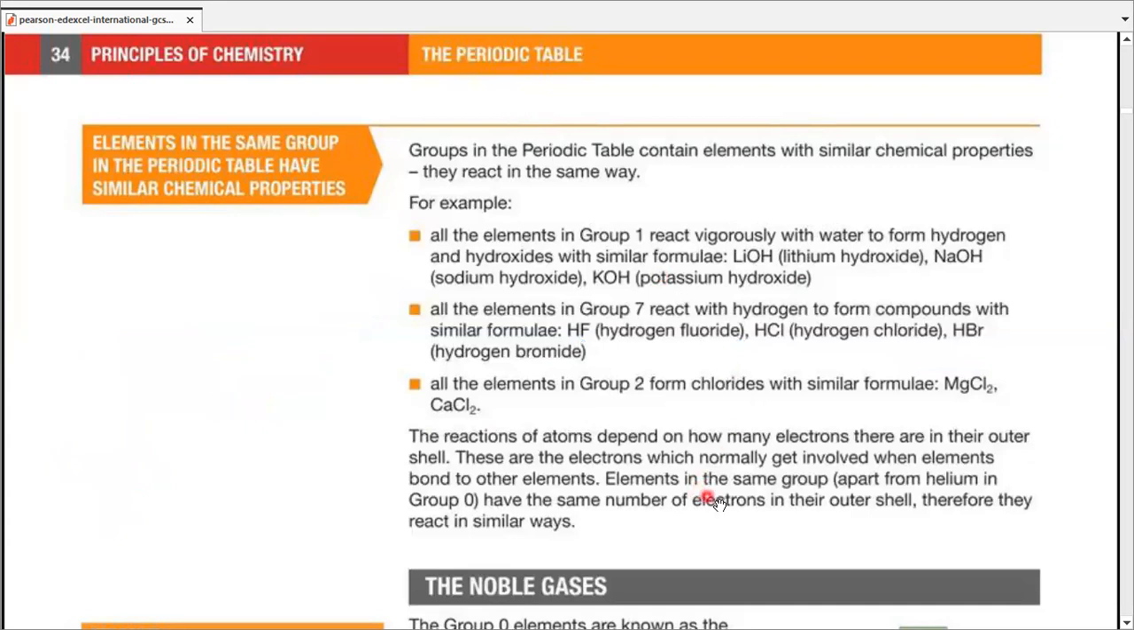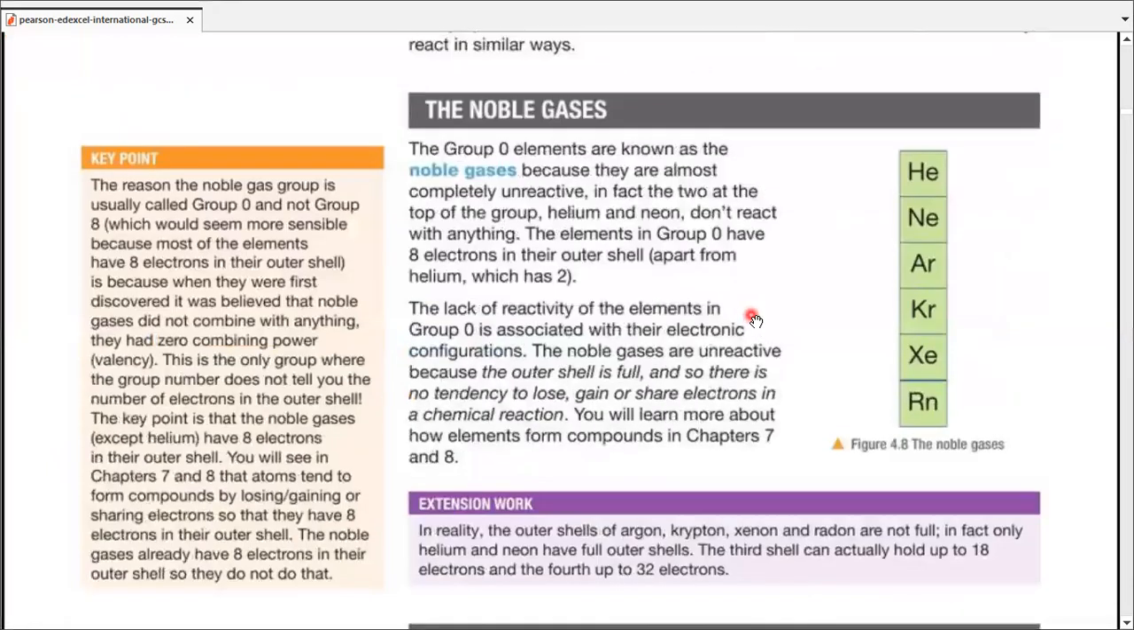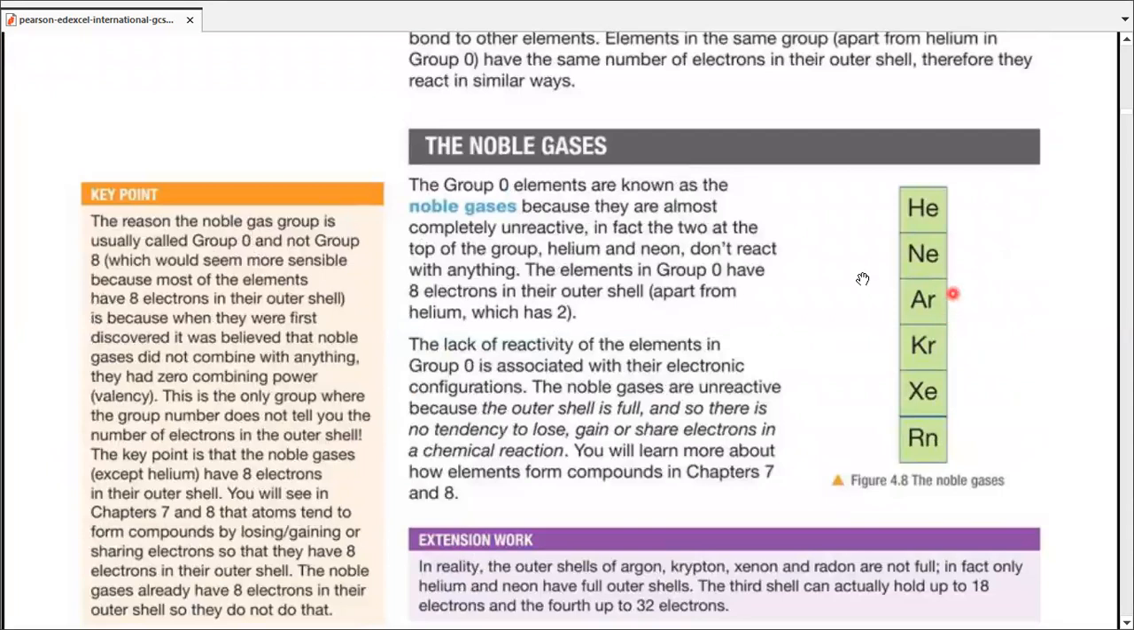Okay, so coming next, the noble gases. The group 0 elements are known as noble gases. Why? Because they're almost completely unreactive. In fact, the two at the top of the group, helium and neon, don't react with anything. We call them noble. The word noble in the periodic table means unreactive. We are also going to use the word inert in this book for the same reason. So whether I use the word noble, unreactive, or inert, it means the same thing.